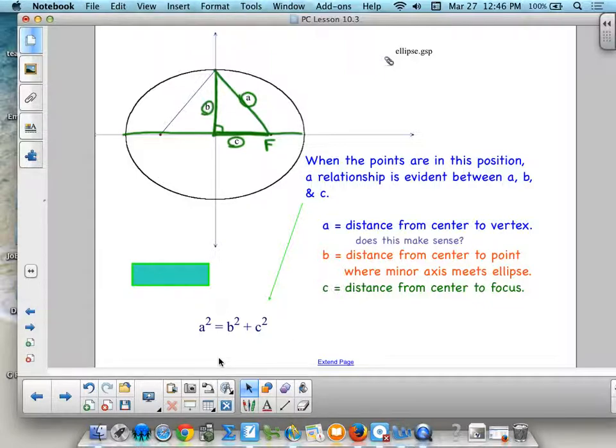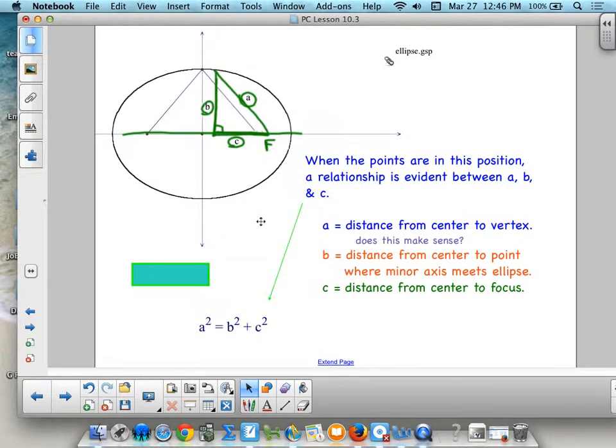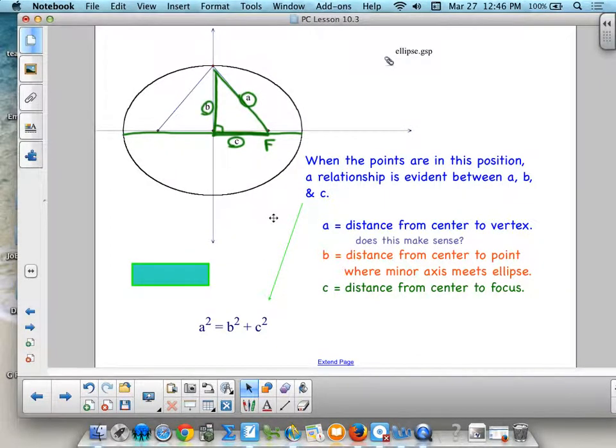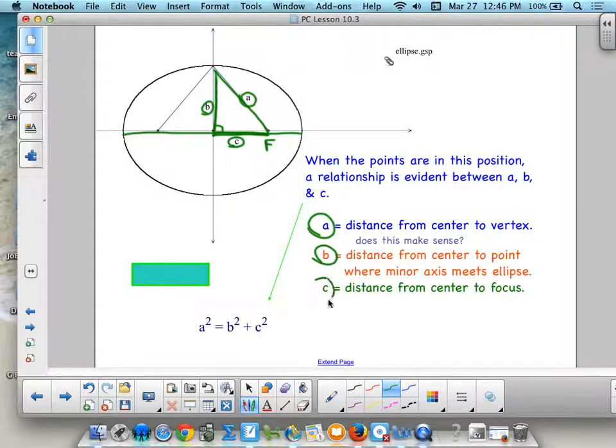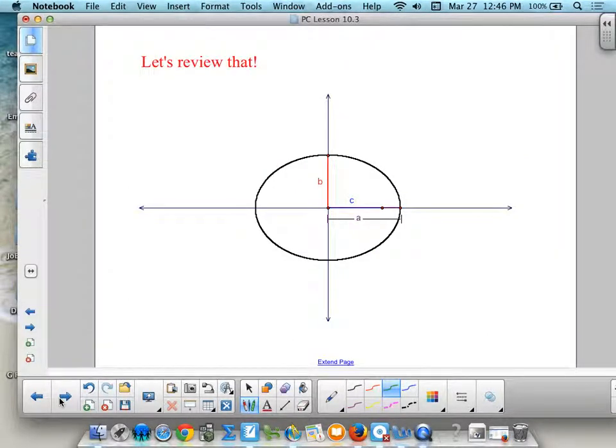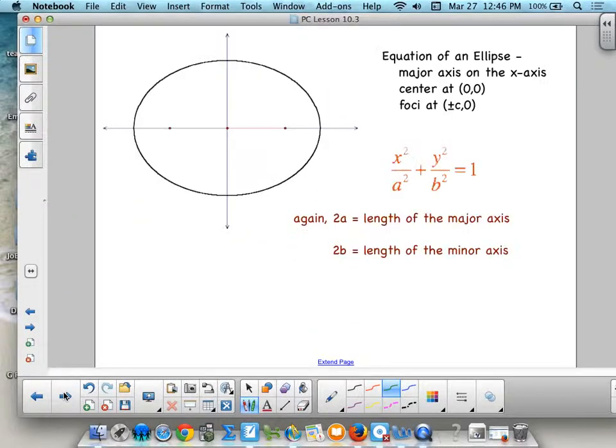In this slide, I said A is the distance from the center to the vertex. B, distance from the center to point where the minor axis meets the ellipse. C, the distance from the center to the focus. Guys, I know you can read all this. I'm just repeating it just to make sure you understand it a little better. This is the slide I think we can skip. Do you want me to review everything I've said? Nope. Okay, didn't think so.